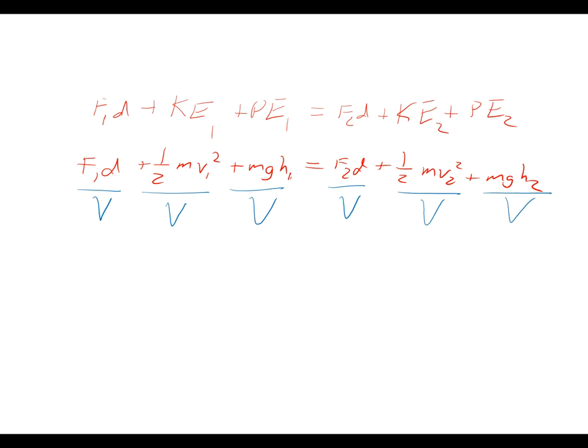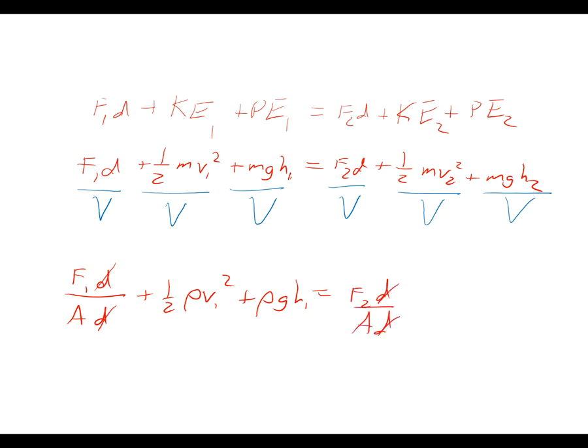Well, on the left, that means you get force 1 times distance over volume, which is just area times distance. Look, those distances cancel out. Plus 1/2 of the density times velocity 1 squared plus density times g times h1. And then on the right, you get F2d over area times d. That's your volume again. Distance disappears. Plus 1/2 density times v2 squared plus density times g times h2. Sorry, not mass. It's got to be density because it's mass divided by volume.